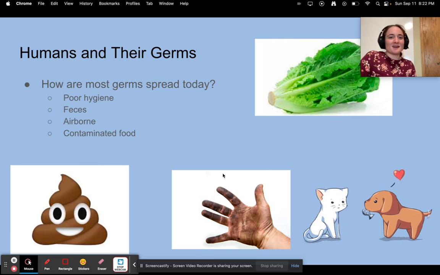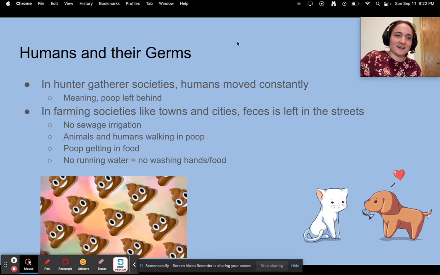All right, so how are most germs spread today? The first thing would be poor hygiene. Yes. Also, feces, airborne, of course, and also contaminated foods like romaine lettuce, which is always on recall. Okay, so in hunter-gatherer societies, they had problems with getting sick, but it wasn't quite to the extent that these early agricultural humans had.